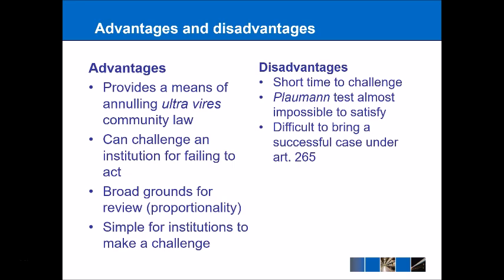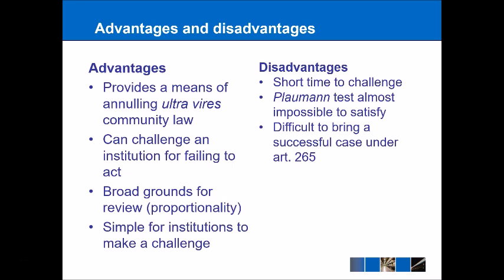So Article 264, which is the sort of missing link between Article 263 and 265, is the stepping stone that allows the court to annul a piece of legislation. So it does satisfy that basic criteria. Other advantages are that they can challenge an institution for its failure to act under Article 265. There's broad grounds for review, so we talked about the role of proportionality as a ground for review.